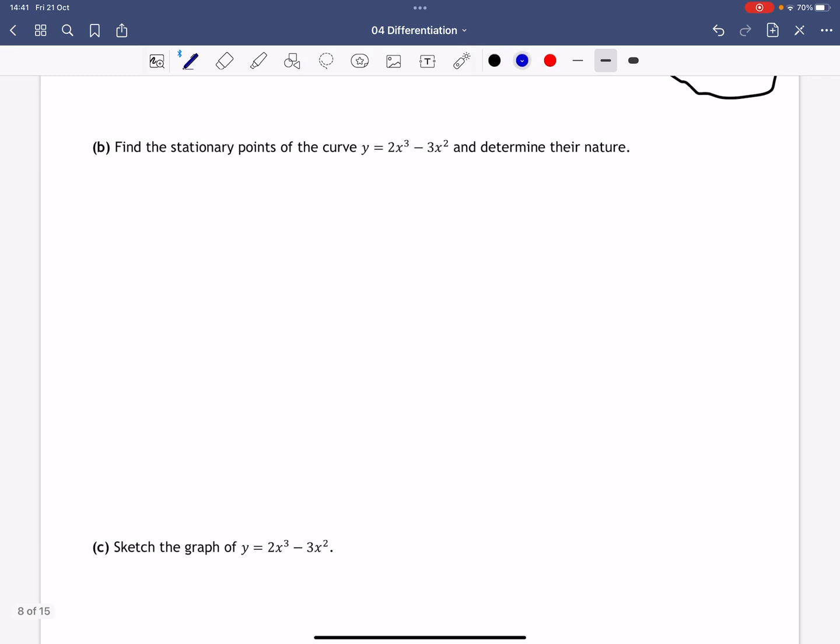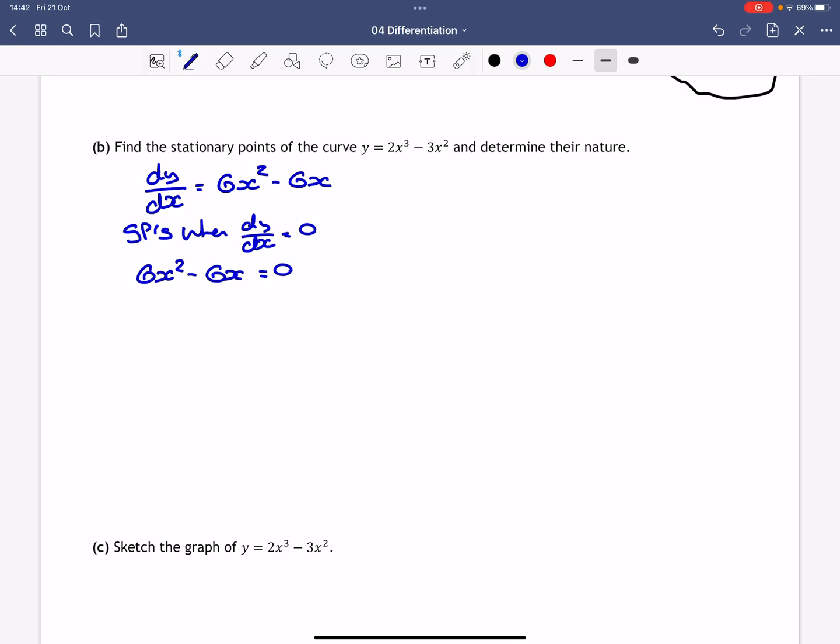Find stationary points, so I want to go ahead and differentiate. So dy by dx is equal to 6x squared minus 6x. We know that for stationary points, this happens when dy by dx is equal to 0. So that gives us 6x squared minus 6x is equal to 0. So that'll be 6x bracket x minus 1 equals 0. So x has to be 0 and x has to be 1.